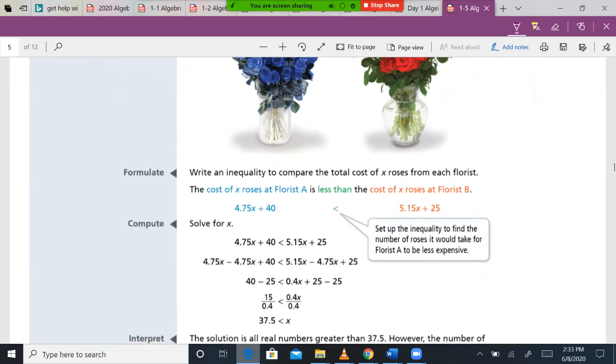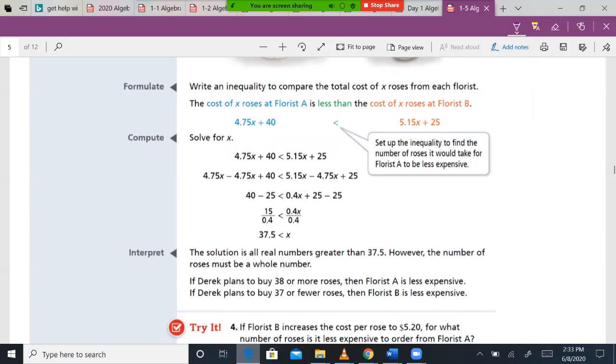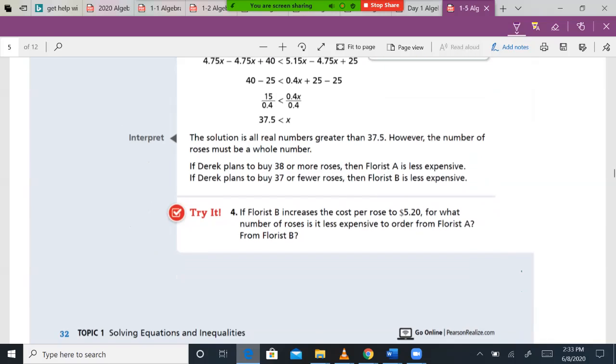Bam, okay? Get x by itself. x has to be greater than 37.5 roses. We'll round it up to 38, essentially. Focusing on the same one here, if florist B, though, increases to $5.20 a rose, but doesn't change the shipping, what is the comparison between the two florists? I know that florist A is 4.75x plus 40, but now we want less than, well, now it's 5.2x plus 25.